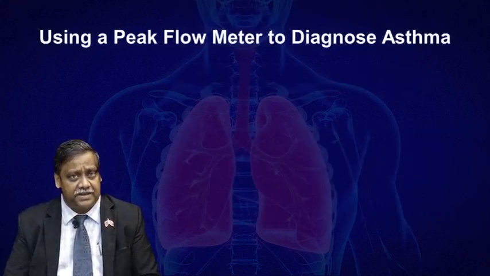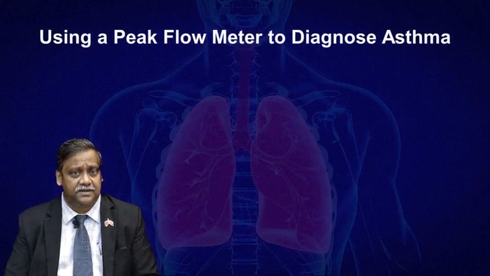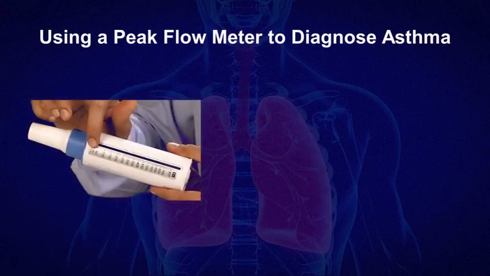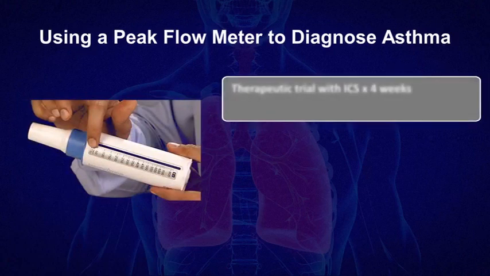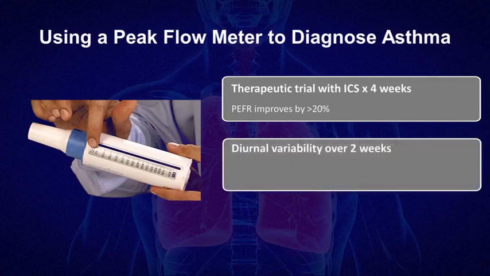Can you use a peak flow meter to diagnose asthma in your clinic? Yes, you can. In fact, a peak flow meter can be used in 3 different ways to make a diagnosis of underlying asthma. And this is if you do not have access to spirometry. For example, you may give a therapeutic trial of inhaled corticosteroids to your patient and then look at the change in the peak expiratory flow rate before the start of the treatment and after 4 weeks of treatment. And if your PEFR improves by more than 20%, then you can be almost confident that this is asthma and not COPD.